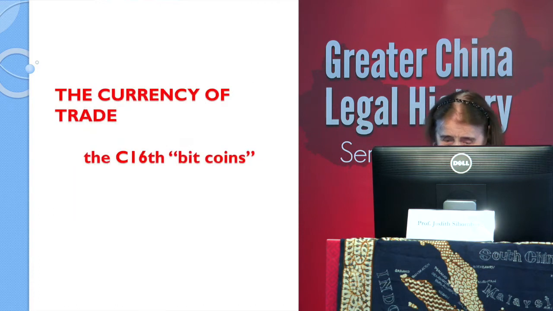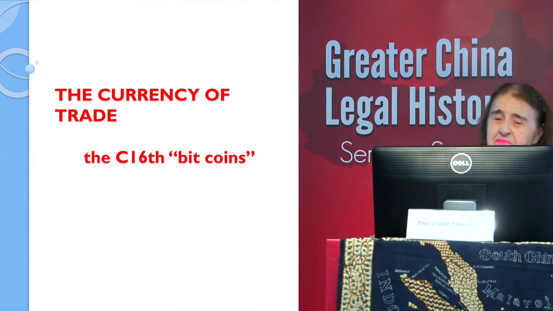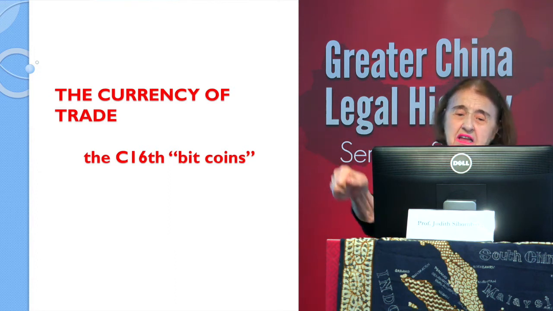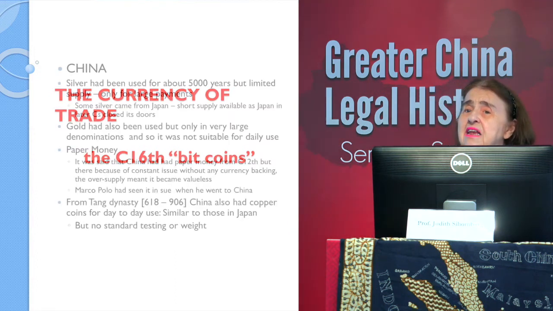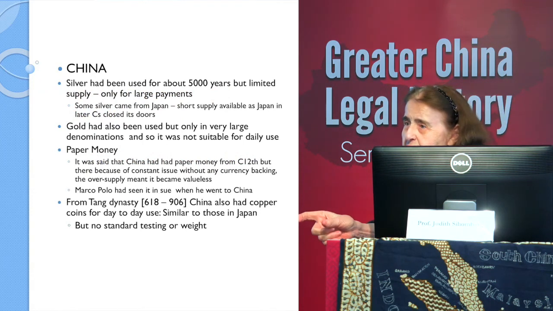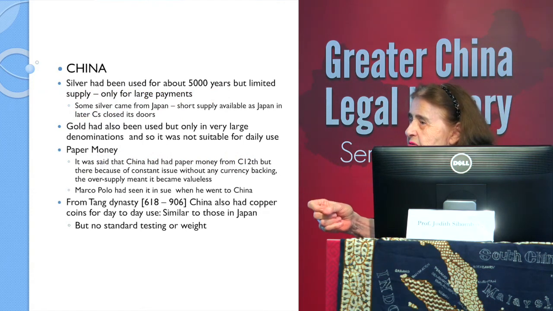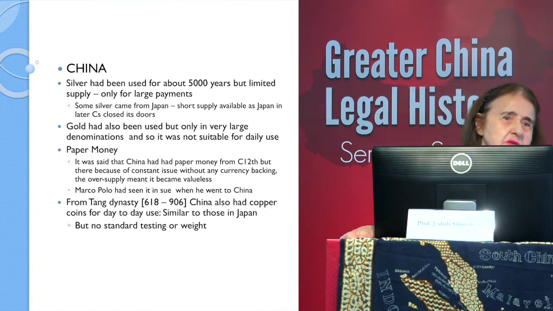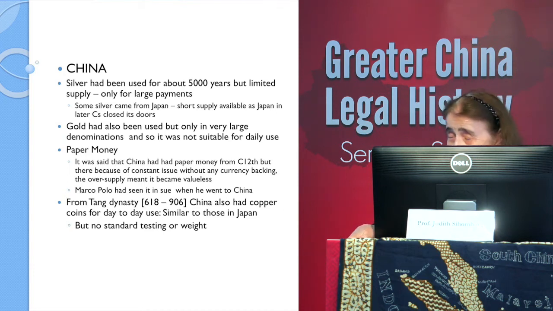Currency. Have we got some money? So this is 16th century bitcoins. I don't know what a bitcoin is, but sounds right. So for 5,000 years, China had silver coins, but they're only for large payments. You couldn't have bought your McDonald's with it or your cup of coffee or your bus fare or whatever. You couldn't. Not enough money.